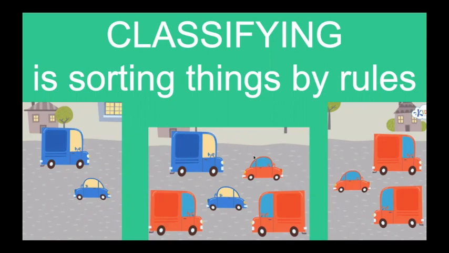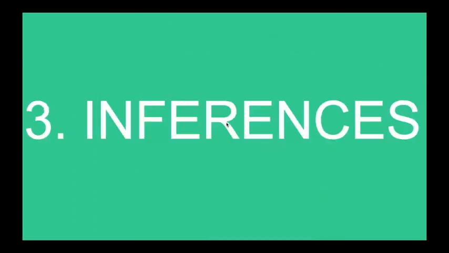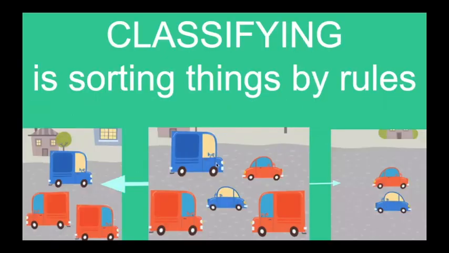Okay. Also, we can split them or sorting in two different groups by rule of size. How many big size you see here? 3 big size cars and 2 small cars, right? 2 small cars and 3 big cars, all right? Classifying, sorting things by some rules, okay?